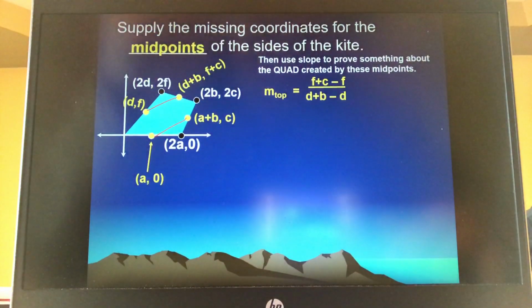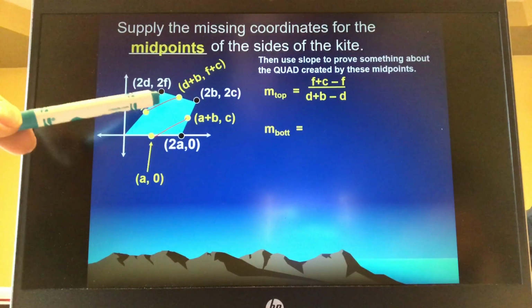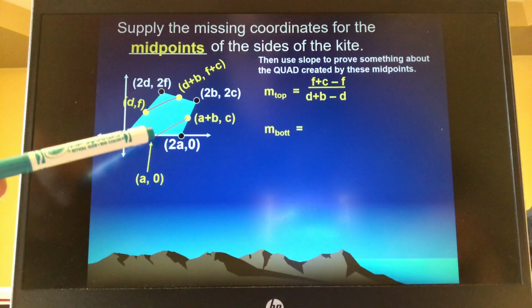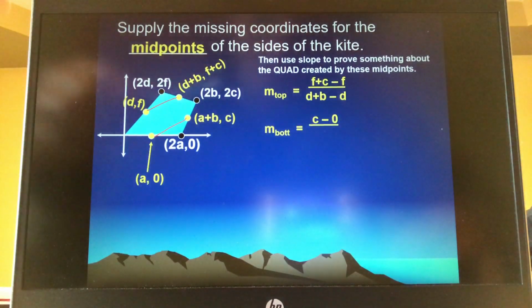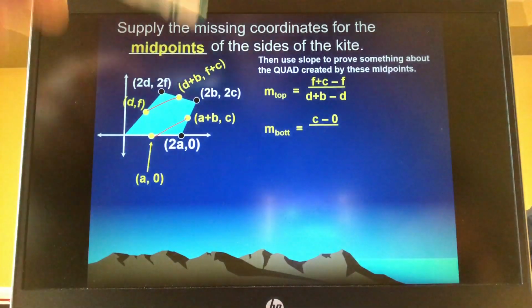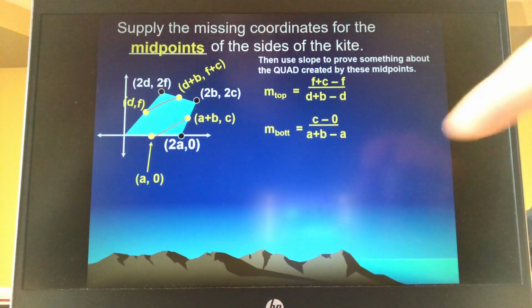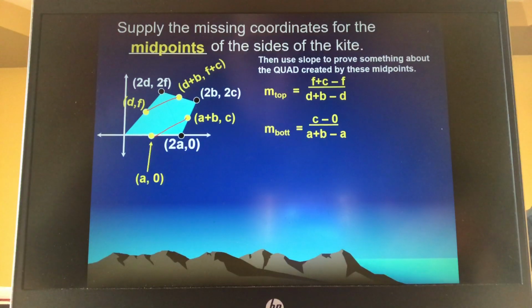I'm going to do this for all four sides, and it doesn't matter which order you do it in. What the heck, I might as well try the bottom to see if there's anything comparable from the top and the bottom. I look at those and I say, they might have a relationship. Same idea on the bottom. The rise from here to here is C, or C minus 0. And the run from here to here is just B units across. A plus B minus A.